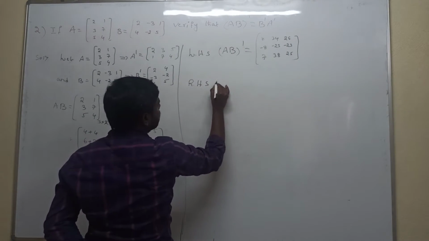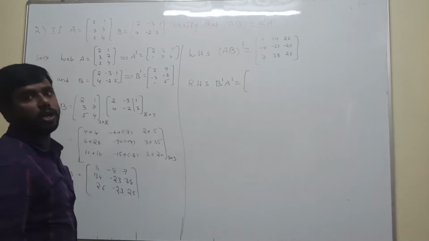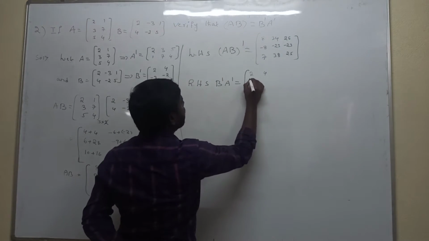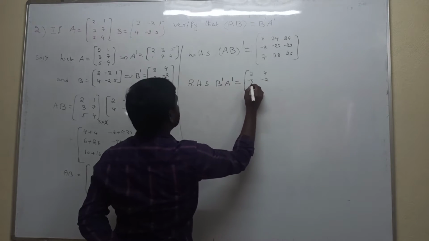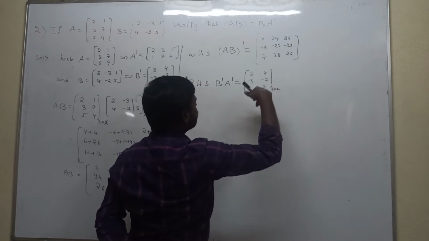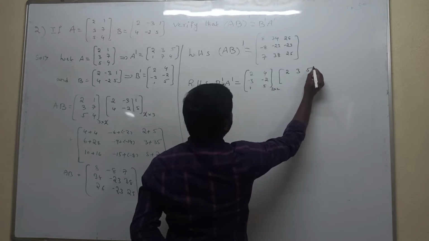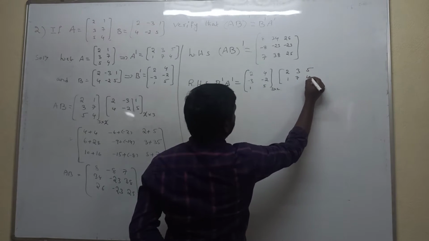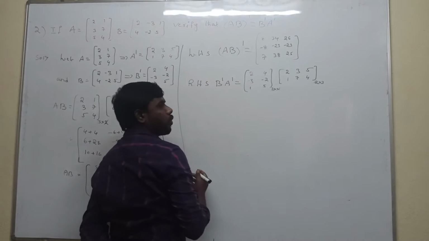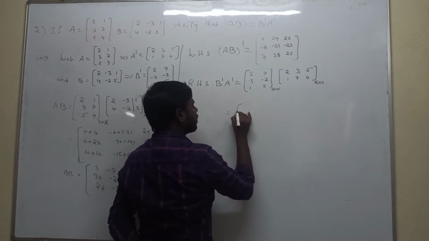Next, to calculate the RHS. What is the RHS? B transpose A transpose. Substitute the B transpose matrix and the A transpose matrix. The B transpose matrix is [2 4; -3 -2; 1 5], and its order is 3 by 2 because it has 3 rows. The A transpose matrix is [2 3 5; 1 7 4], and its order is 2 by 3. So both are equal and the product is possible. Finally, we get the order of the matrix as 3 by 3.